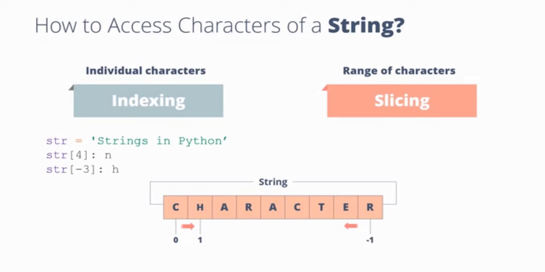Consider the example here. A positive value of 4 prints the letter N, and a negative value of -3 prints the letter H from the string.